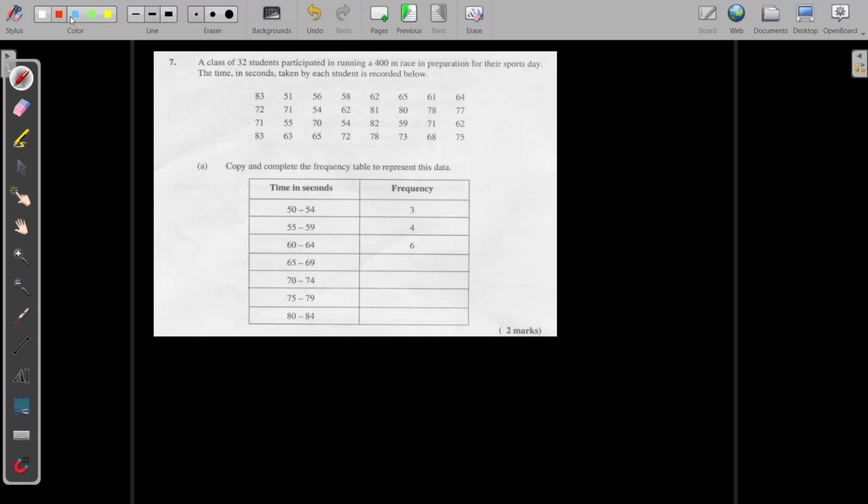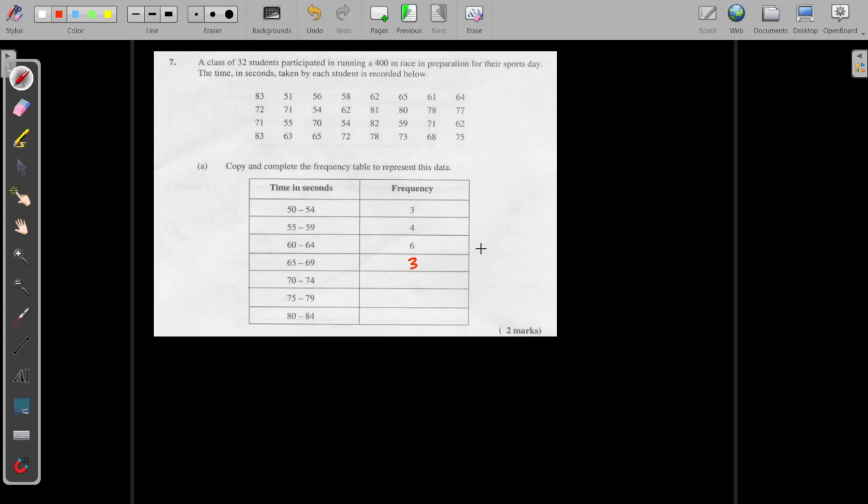Alright, so what we're doing is basically counting from this data set the numbers that fall between each of these intervals or limits. So 65 to 69, we look at what falls between that. So between 65 and 69, we have 1, 2, 3. So we have a frequency of 3.